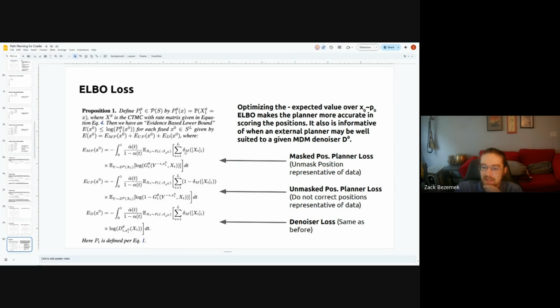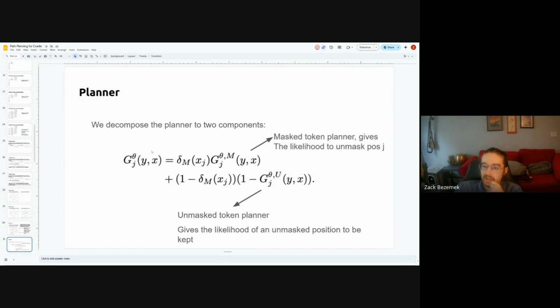And similarly for masked positions, I'm going to want to take a jump in a position that is representative of the data distribution. So if my ith token is masked and my denoiser is suggesting a token that is representative of the data distribution, then I should denoise that position with high probability because it's a good place to go. And I think I'll let Fred take it from here.